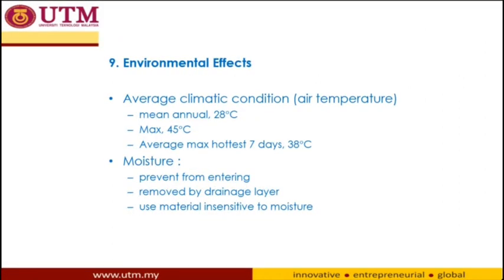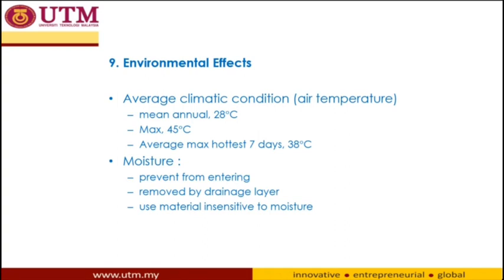Okay, next is on the environmental effects. So in the design, we did consider, first, the average climatic condition, which refers to the air temperature, by considering the average maximum of the hottest 7 days, which is approximately 38 degrees Celsius. And then in terms of moisture, in the design, we should prevent water from entering the pavement layers. This can be done by providing drainage layers and using any material that is insensitive to moisture damage.